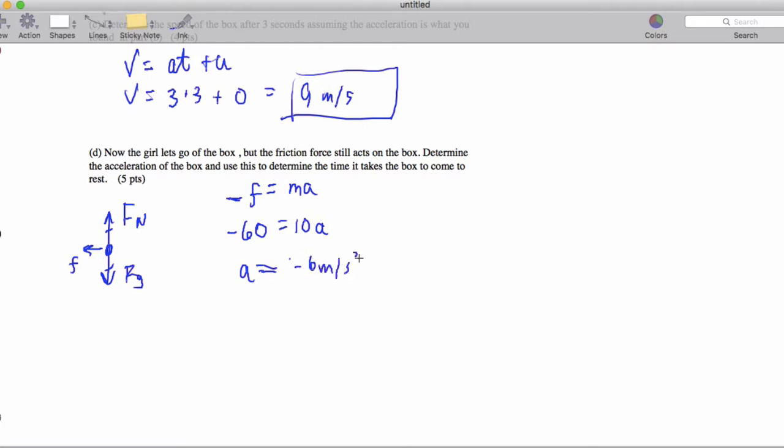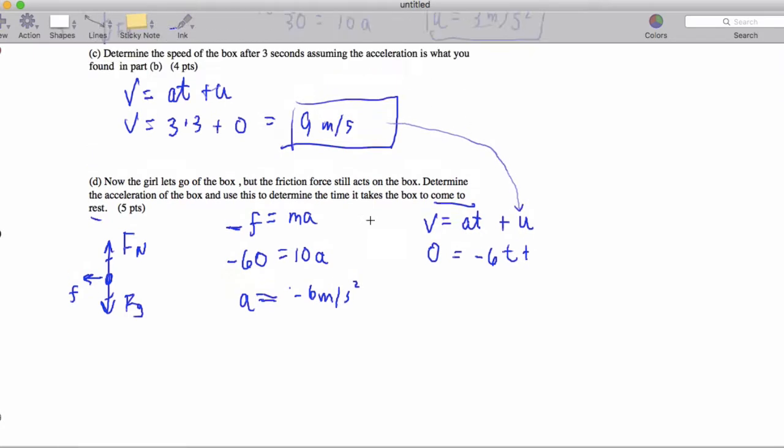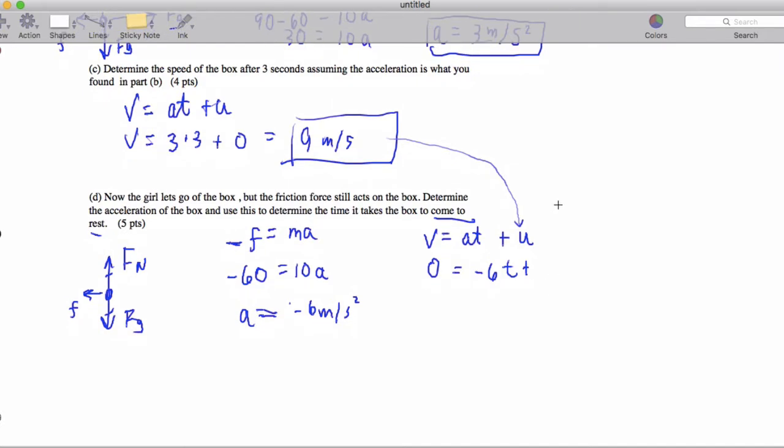And we want to know the time it takes the box to stop. So that's going to be v equals at plus u. Let's be clear, it's going to stop. So that means 0 is the final speed. Negative 6 is the acceleration times the time, plus u is in fact the 9 meters per second that we got in part C, because that's the speed it was going at once the pushing force stopped. So when we actually isolate this, we're going to get a time of 1.5 seconds.